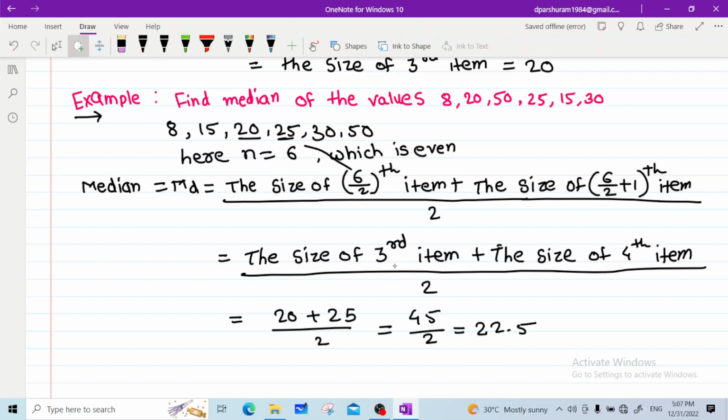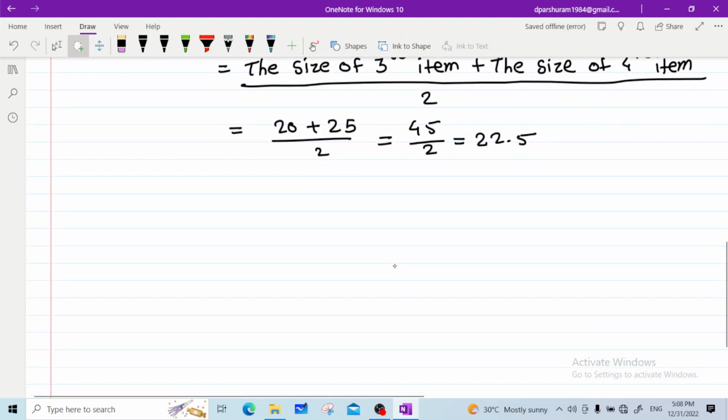Then in case of discrete frequency distribution, how do we find the value of the median? First, as before, arrange the data in ascending or descending order of magnitude. Then in a discrete frequency distribution, we have to find the cumulative frequencies. Then the total number of observations, which is denoted by capital N.